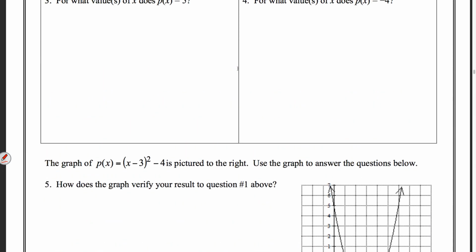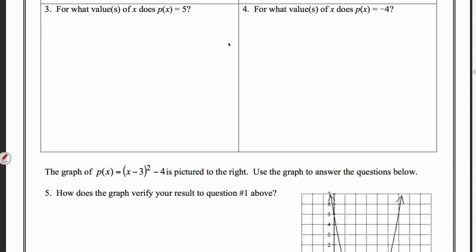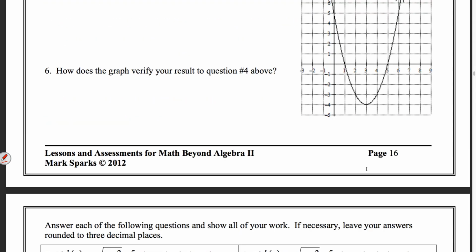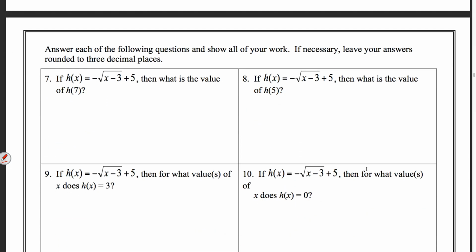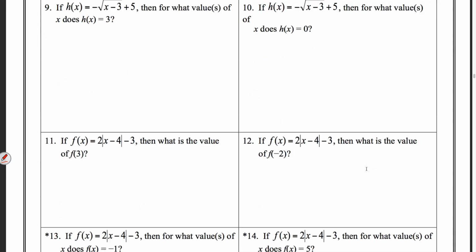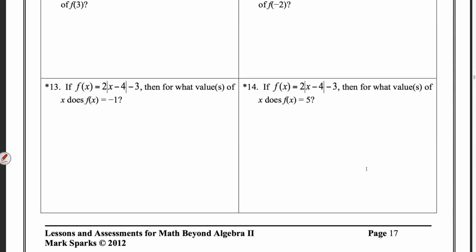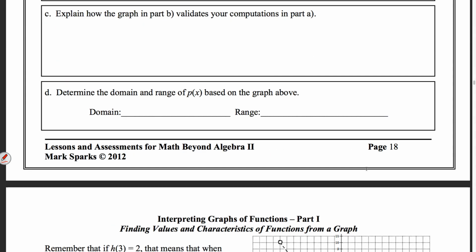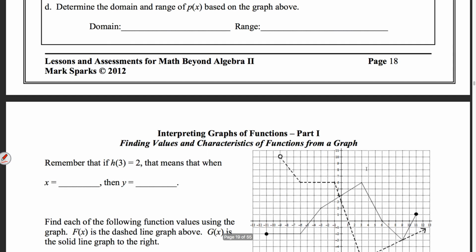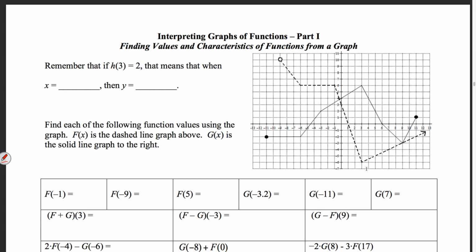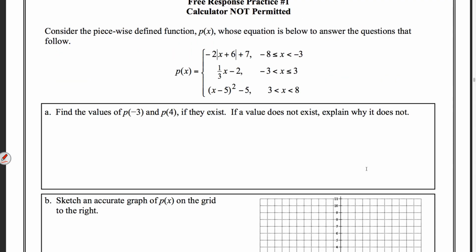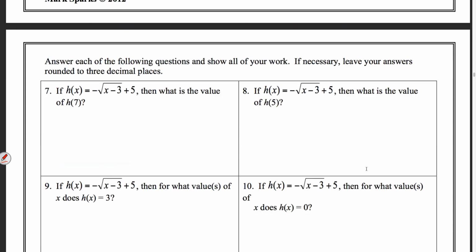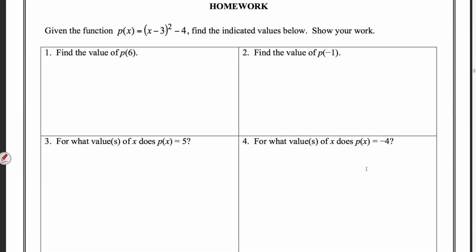When it gets to question 3 and 4, and it says what values of x does p of x equal 5 and p of x equal -4, you can just use the graph. I was going to show you how to use the equations, but we haven't got to quadratics yet, so I didn't want to make you solve quadratics. Just work out those problems, and then we'll talk about that open response tomorrow. So did you say that 1 and 2 you could use the graph? All 4 of them you could use the graph.